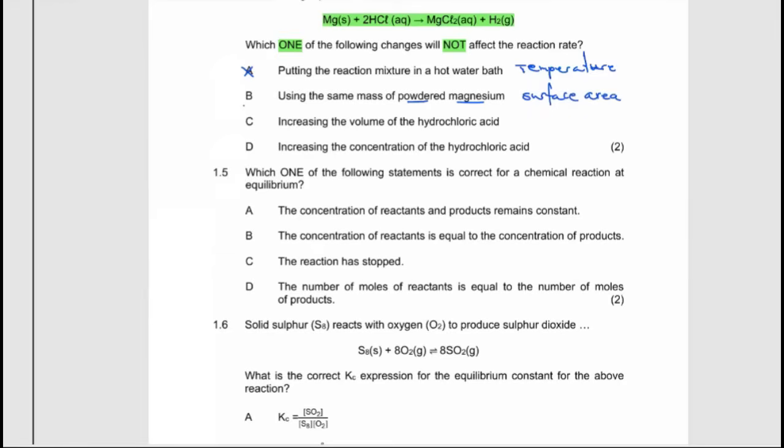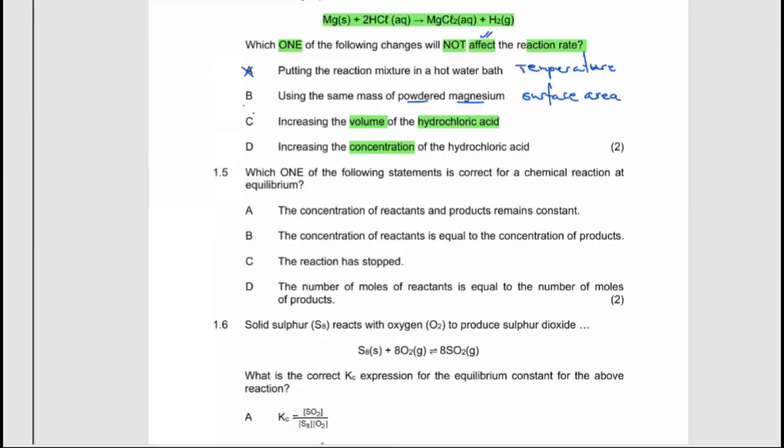Then C says increasing the volume of the hydrochloric acid. The most important term there is volume. This one doesn't change the concentration of the solution. Had we increased the concentration of the hydrochloric acid, yes, it would have had an impact. Option D says increasing the concentration of the hydrochloric acid. If we change the concentration, it will affect the reaction rate. However, our main focus is the one that will not affect.